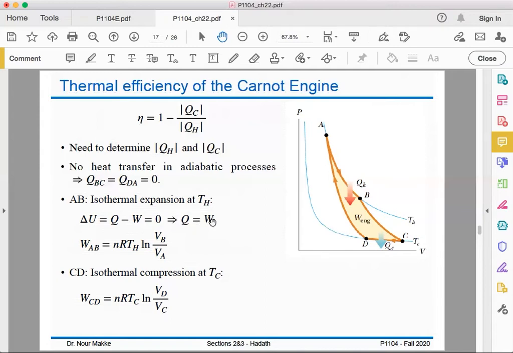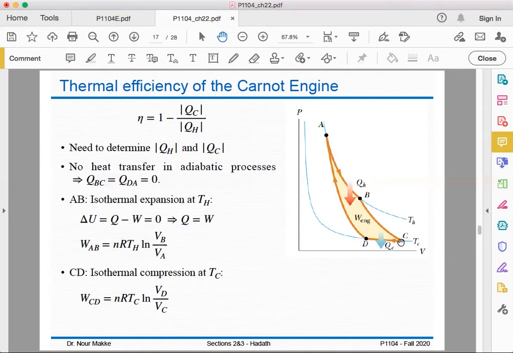Now how much is the work done during an isothermal process? You remember in chapter 20, I told you that we have to memorize this expression, so we can write down immediately that W is equal to nRT ln of V final over V initial. And so we apply it here, we end up with nR times TH, because on AB we are at the high temperature TH, multiplied by ln V final over V initial, meaning VB over VA. So this is the work done during the process AB. And so we can deduce that QAB is equal to nRTH ln VB over VA.